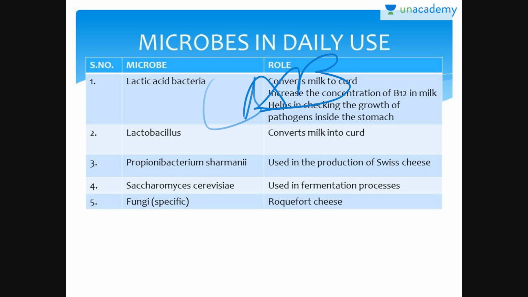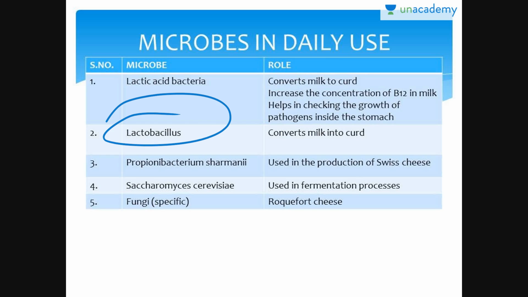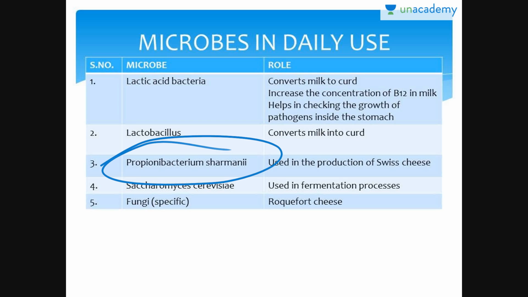Then LAB present in the stomach prevents infections. Then Lactobacillus is another subtype of lactic acid bacteria. Then the next one is Propionibacterium shermanii, that is used in cheese making.